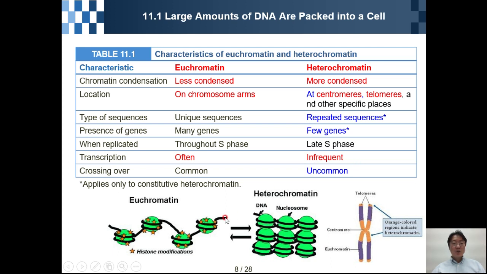So if your gene is located in the euchromatin region, that gene can be actively transcribed, but if a gene is located in the heterochromatin region, the gene cannot be actively transcribed. So this is the main difference between euchromatin and heterochromatin.